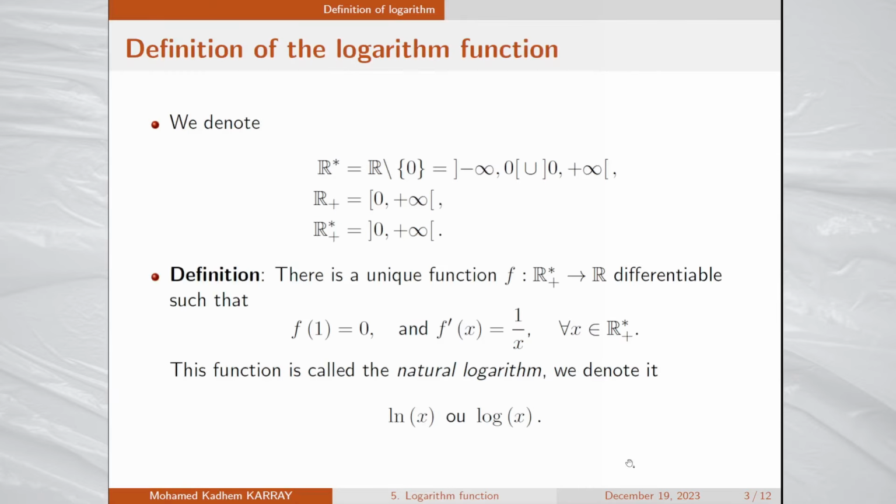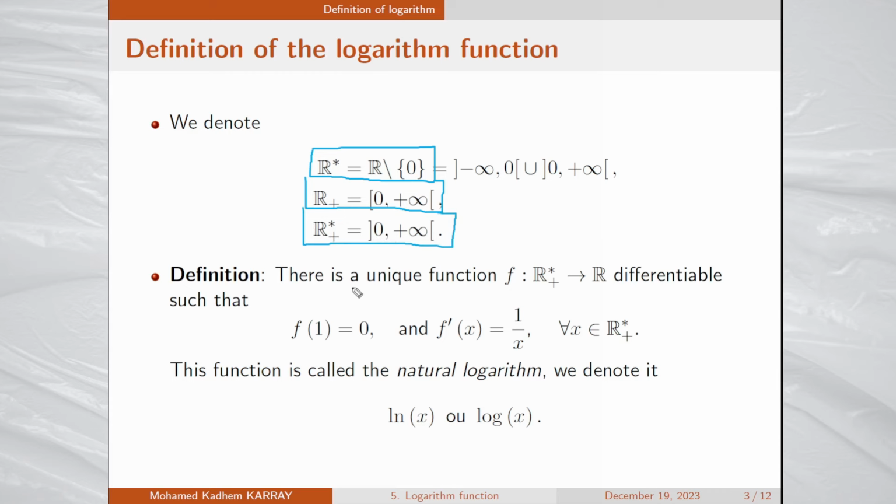So we firstly remind some notation here. The set of real numbers is denoted by R, and we denote by R star the set of real numbers minus the number 0. Okay, so this is the set of non-zero real numbers. We denote by R plus the set of non-negative numbers. And finally, we denote by R plus star the set of positive or strictly positive numbers.